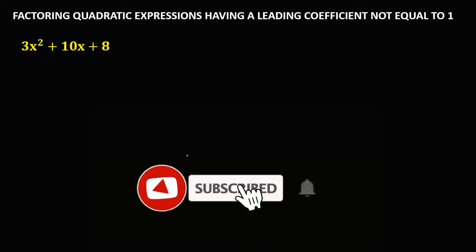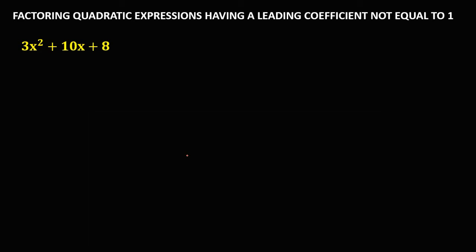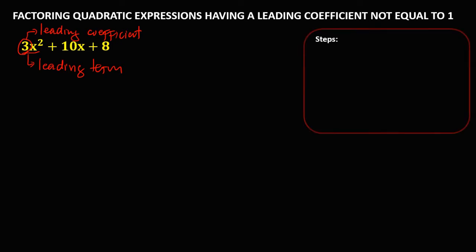Okay, so welcome to Mathstoria, and it's factoring quadratic expressions having a leading coefficient not equal to 1. From this given quadratic expression, this term is the leading term, the term with the highest exponent, and the coefficient of the leading term is called the leading coefficient. Since the leading coefficient is not equal to 1, to factor this quadratic expression, we're going to use these different steps.